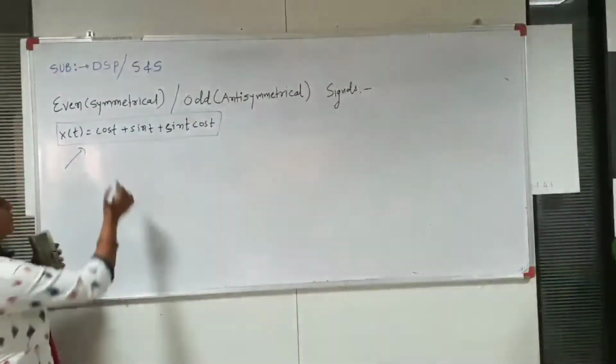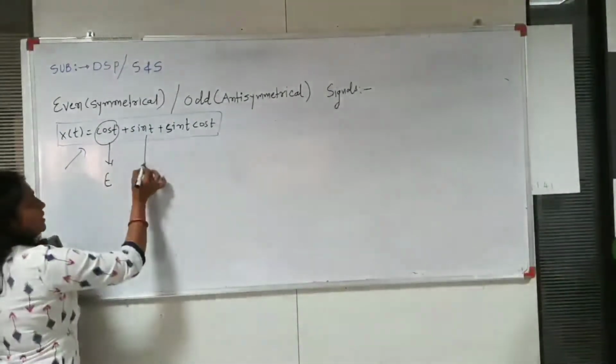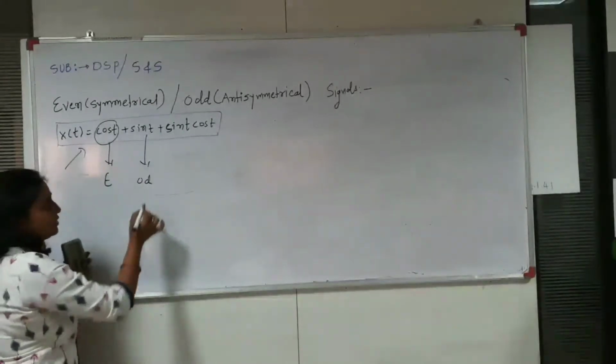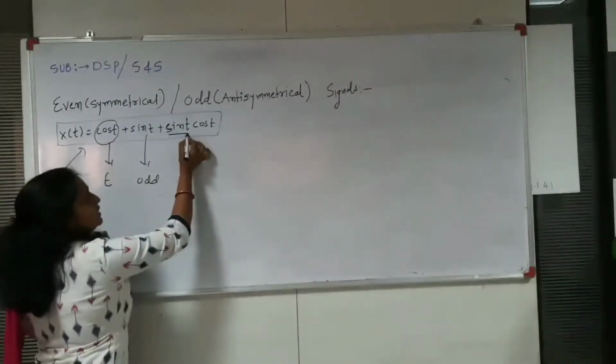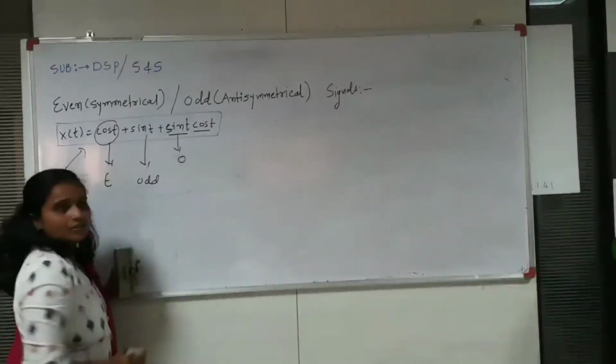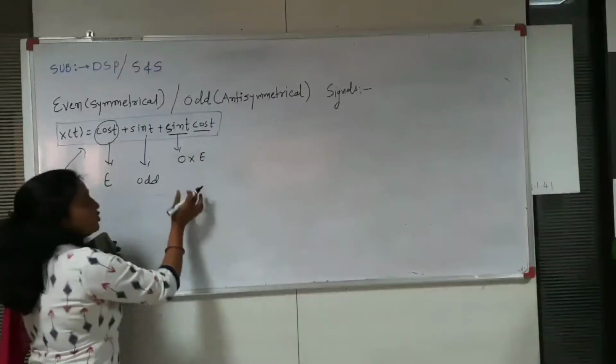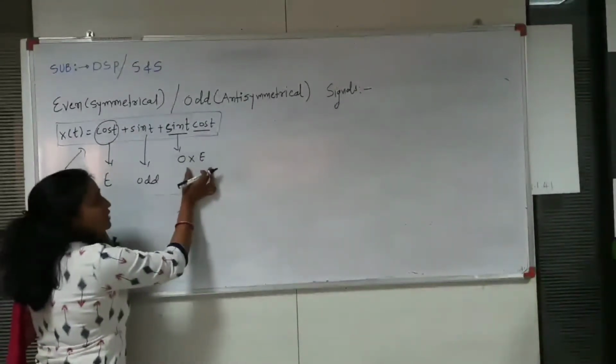As we know, this individual cos t is an even function, okay. Sin t is an odd function, right. Now this is sin t into cos t. This individual sin t is an odd function and this cos t is an even function. So it's a product of odd into even.